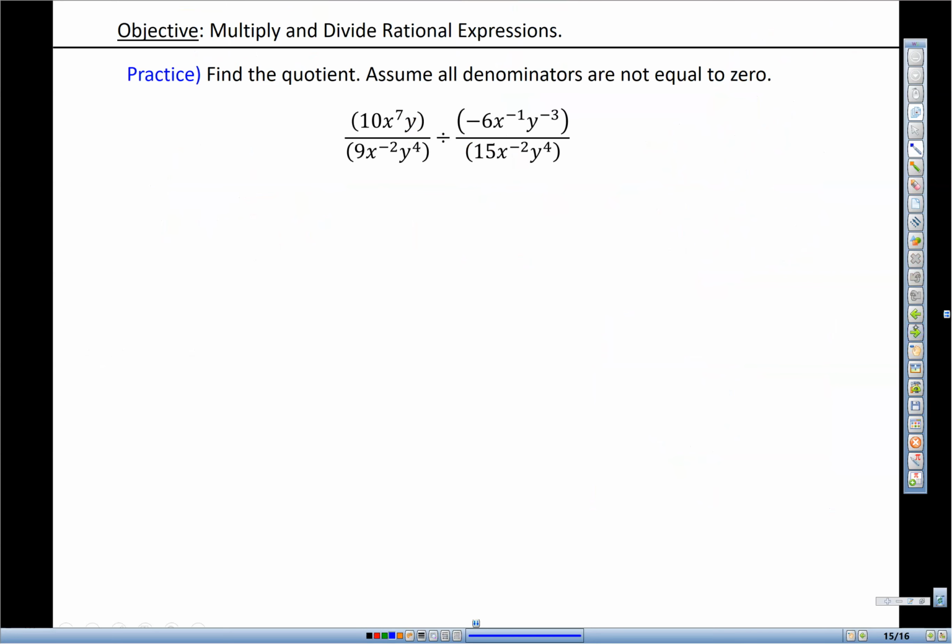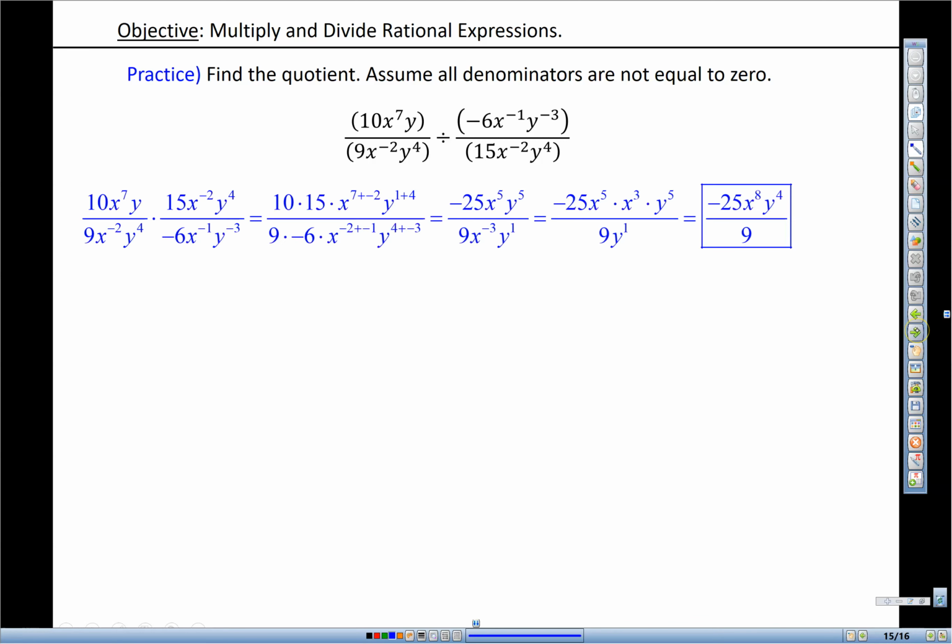All right, here's a practice problem for you to try. Please pause. All right, let's take a look at the result. Okay, so hopefully you came up with this as your final answer. And if not, take a look at the work that's shown, compare it to yours, and try your best to figure out where you made any errors.